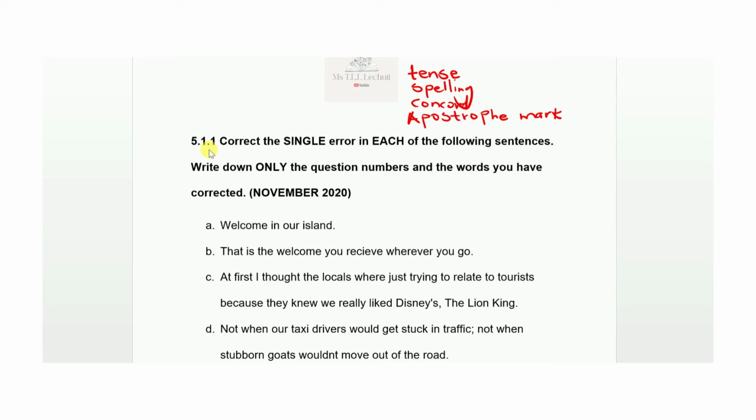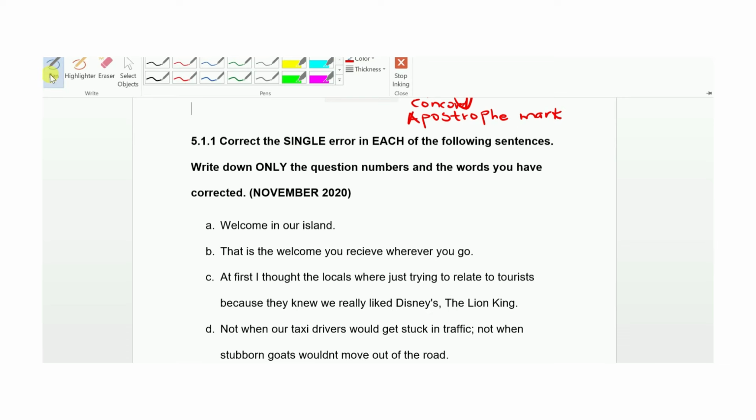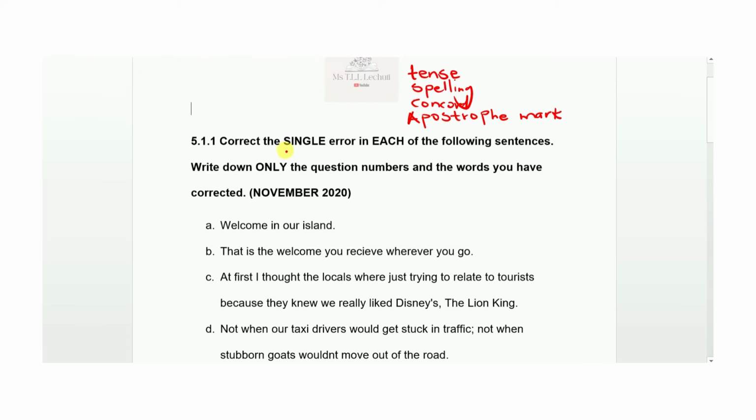And then I want to draw your attention to the instruction here. Learners, please learn to follow instructions in the question paper. It says correct the single error. It does not say rewrite. It says you must correct the single error in a particular sentence, not rewrite the sentence. So it says single error in each of the following sentences. Write down only the question number and the words you have corrected.